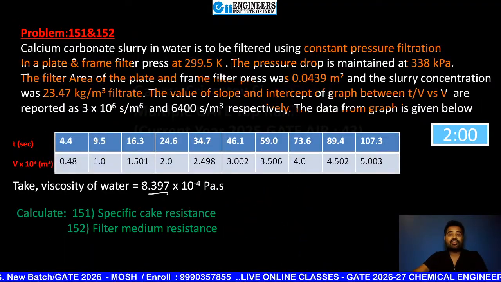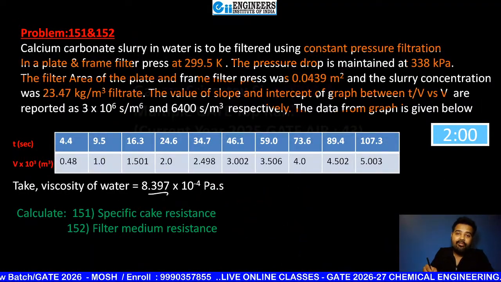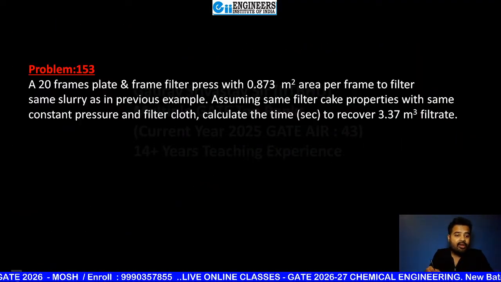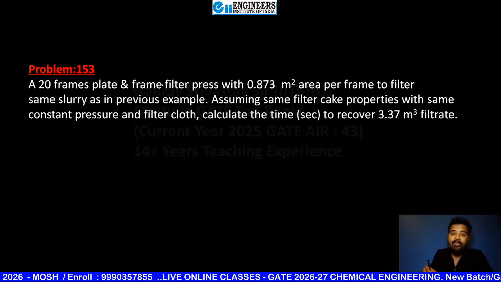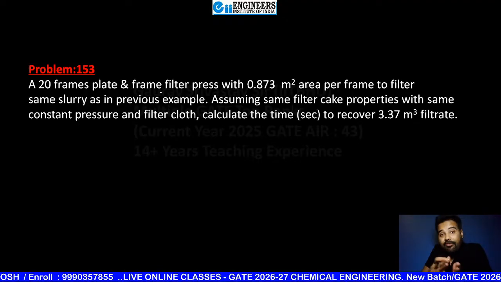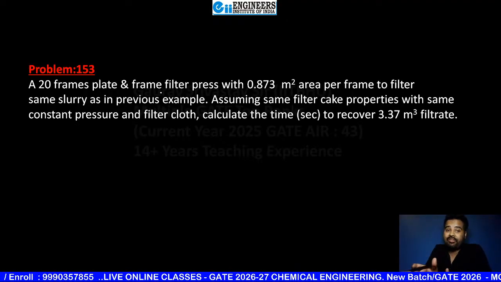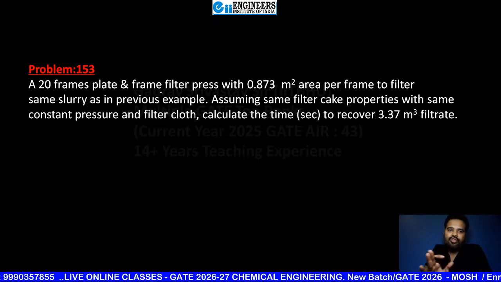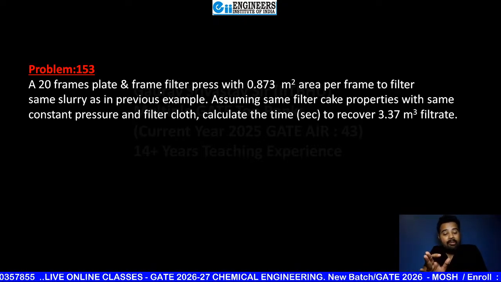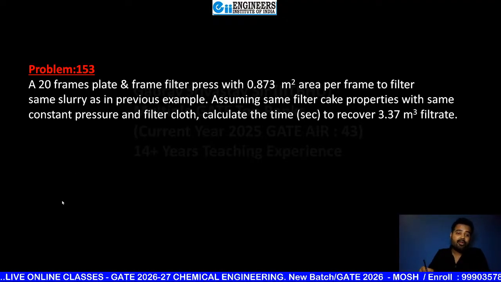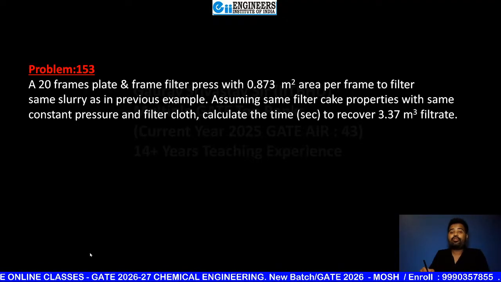Now see here, in the previous case just the filter area of the plate and frame filter press was written. That's it. But now it is written that 20 frames of the plate and frame filter press are used with 0.873 meter square area per frame to filter the same slurry as in the previous example. Assuming the same filter cake properties with the same constant pressure and filter cloth, calculate the time required to get 3.37 meter cube of filtrate. Now how to solve this? The beautiful question is there.